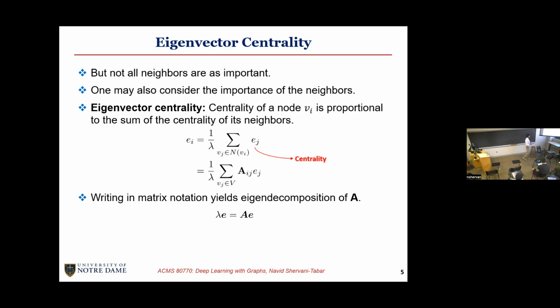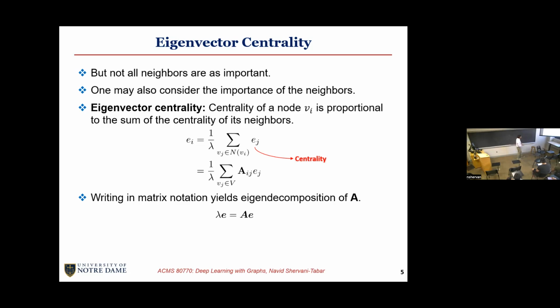So what will happen is that if i and j are connected, this element is going to be 1. If they are not connected, it is going to be 0. So there is no need to define the sum over neighbors anymore. We define the sum over all the nodes in the graph, and we write that in matrix form. It is going to be this way. A is a symmetric matrix. It is a square matrix.